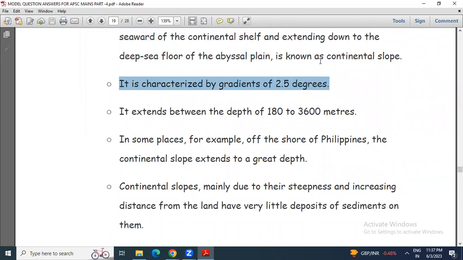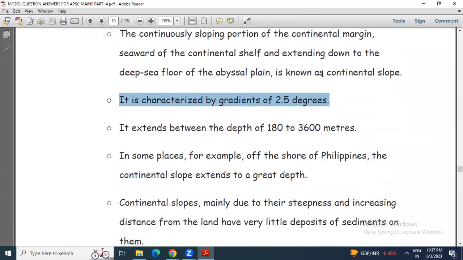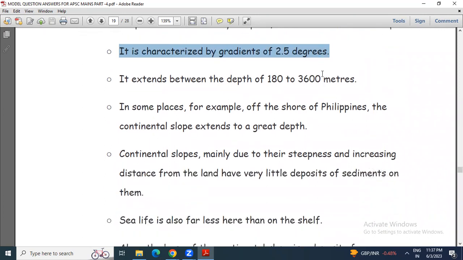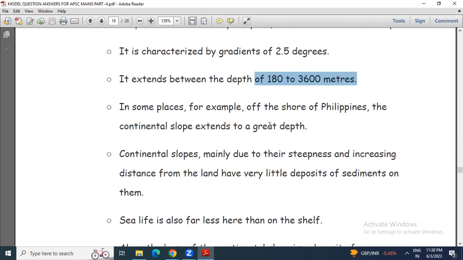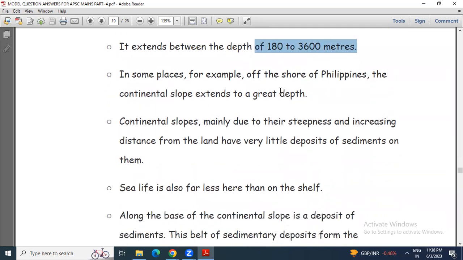Data is important. So this continental slope is characterized by a gradient of 2.5 degrees, and extends between the depth of 180 to 3,600 meters. Why is this varying? Because it ends at the deep sea floor of the abyssal plain. So that's why this number is 3,600 meters.